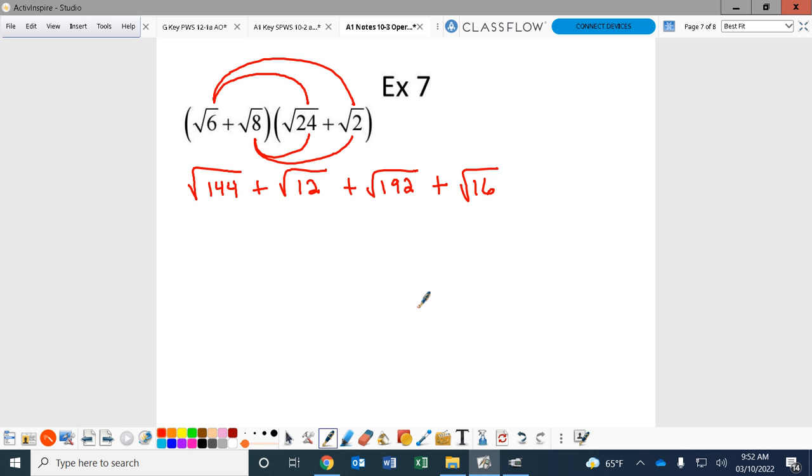Now, why are the first one and the last one so easy to deal with? They're perfect squares. The square root of 144 is 12. That's it, 12. The square root of 16 is 4. That's all you do.